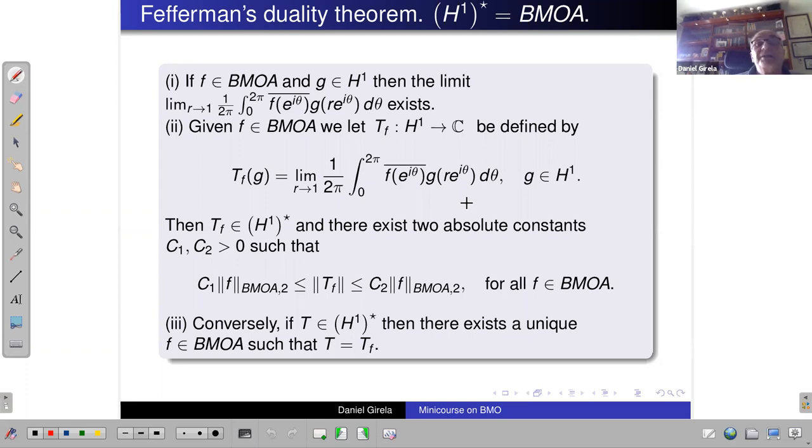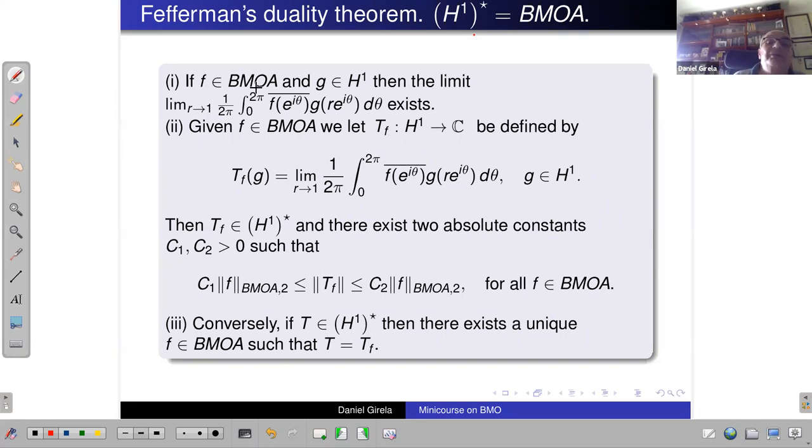The substitute was proved by Fefferman. This is what we call the Fefferman duality theorem. It essentially says that the dual of H^1 is BMOA, so it can be identified with BMOA. It's not going to be an isometric identification, unlike the case where the dual of H^p is H^q and we have an isometric identification. But let me give a precise statement.